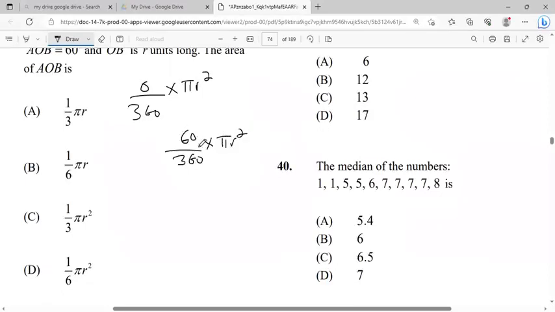So cancel this, 6 into itself 1, 6 into 36, 6. All right. So don't mix up the perimeter, the circumference, with the area now, all right?